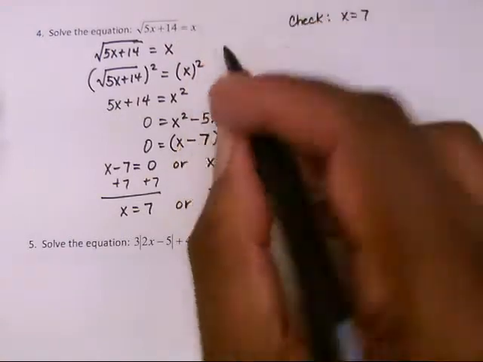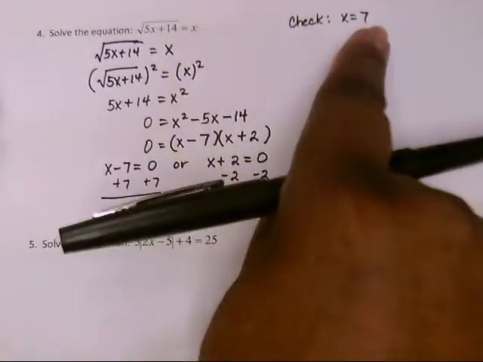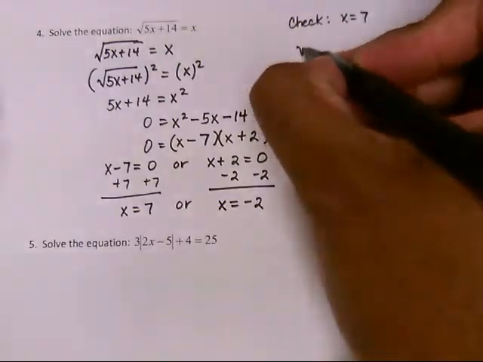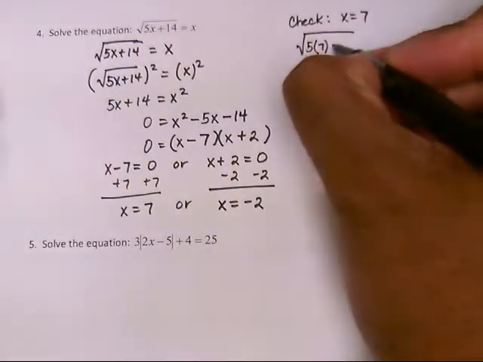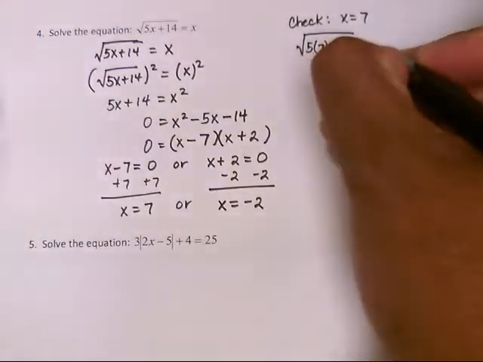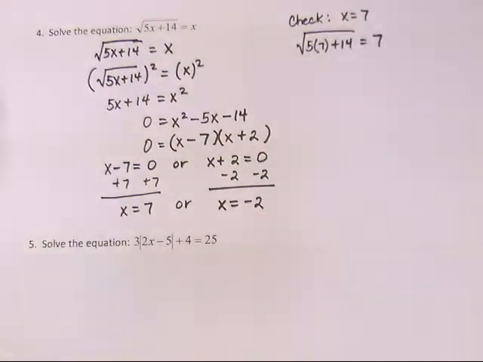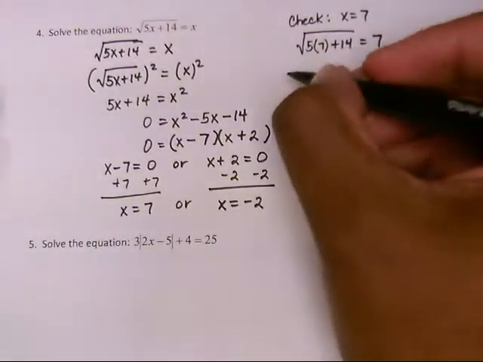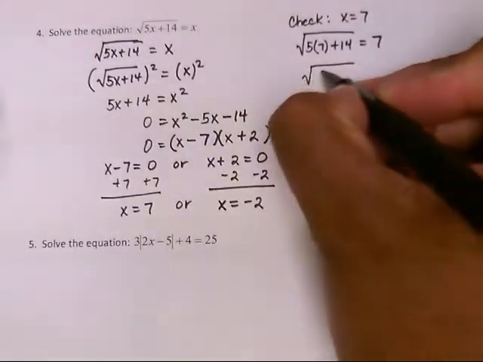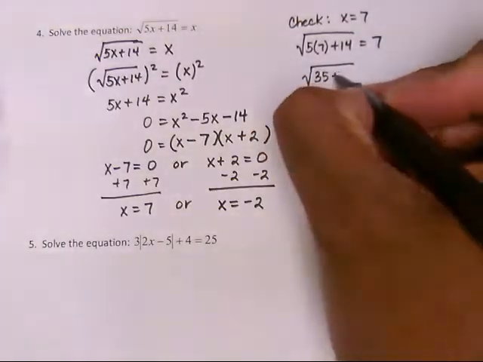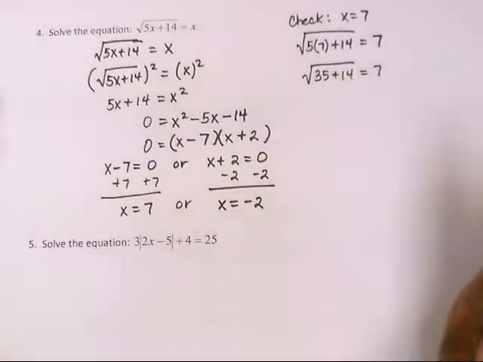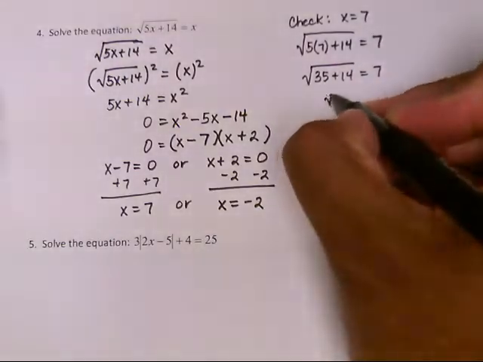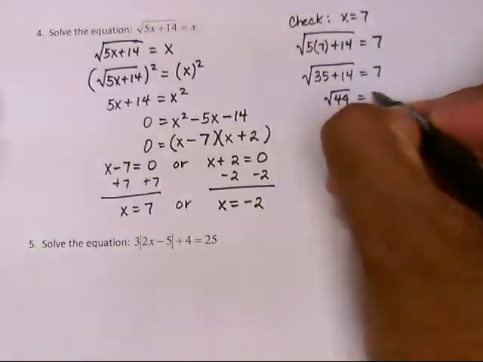And then replace each x in the original equation with 7. So I have the square root of 5 times x, which is equal to 7. 5 times 7 plus 14, that should be equal to 7. Now I'm going to simplify the left-hand side, especially the radical. So 5 times 7 will be 35, so I have the square root of 35 plus 14. That should be equal to 7. 35 plus 14 is 49, so the square root of 49 should equal to 7.